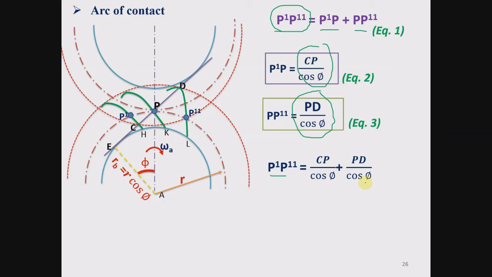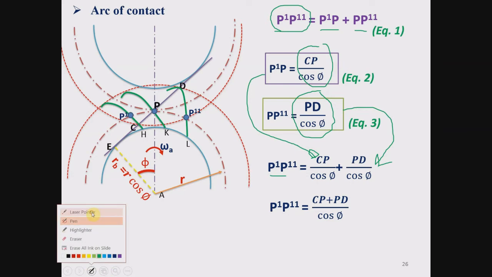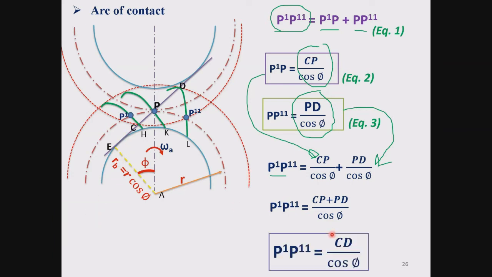Got it? Arc of contact P dash P double dash is equal to Cp upon cos of phi plus Pd upon cos of phi, which is equal to, we have the same denominator, so Cp plus Pd, we can combine the numerator. And what is Cp plus Pd? It is Cd, correct. So P dash P double dash is equal to Cd upon cos of phi. Okay, very good.